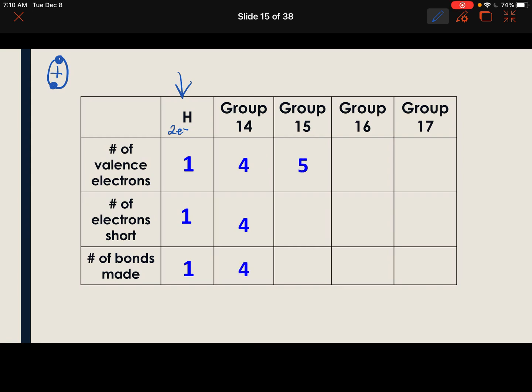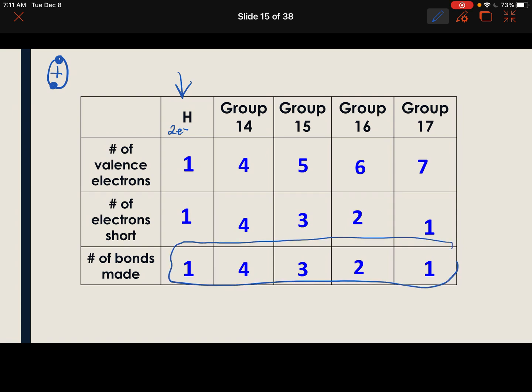Group 15 has 5 valence electrons, which means they are 3 short from 8, so it's going to form 3 bonds. Group 16 has 6 valence electrons, which means that it's 2 from 8, and so it's going to form 2 bonds. And then group 17 has 7 valence electrons, it's 1 from 8, so it's going to form 1 bond. And so we're going to be using how many bonds it needs to form and how many valence electrons it has to write these molecular compound structures.